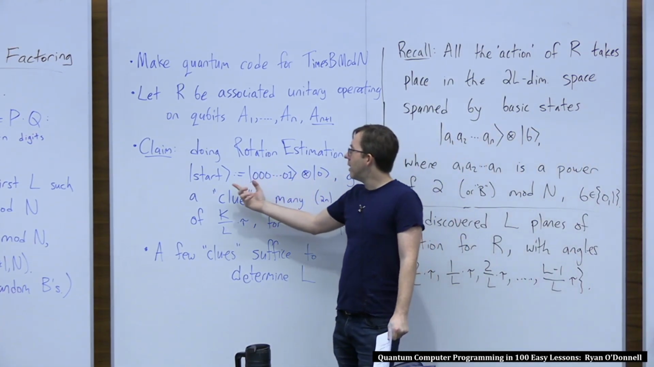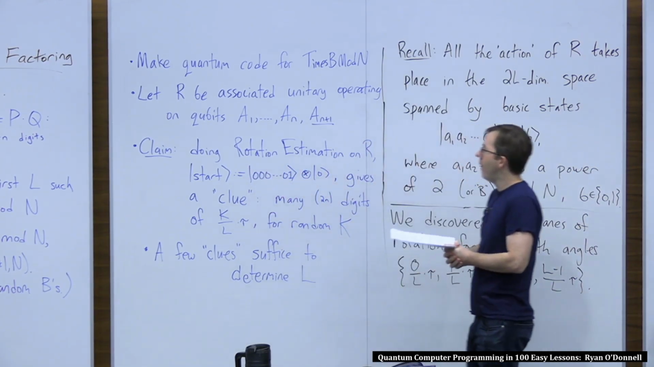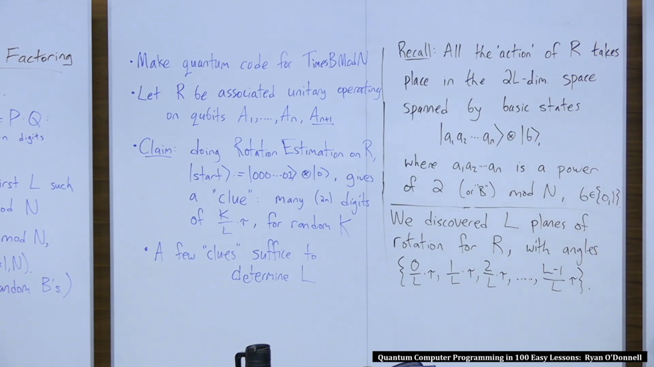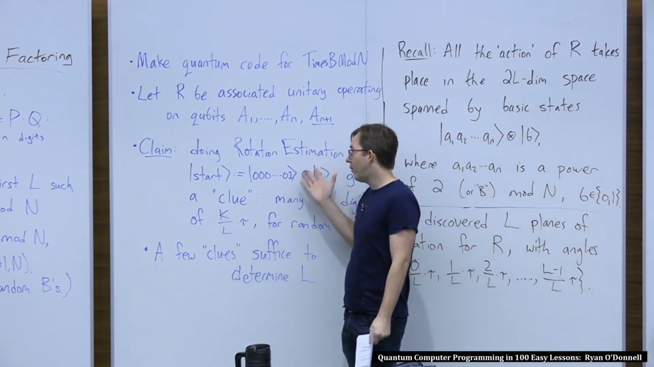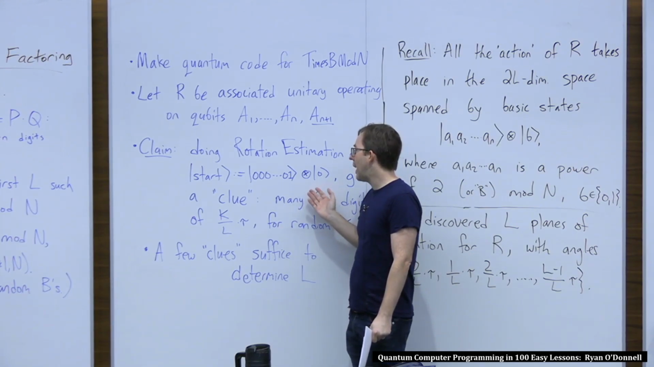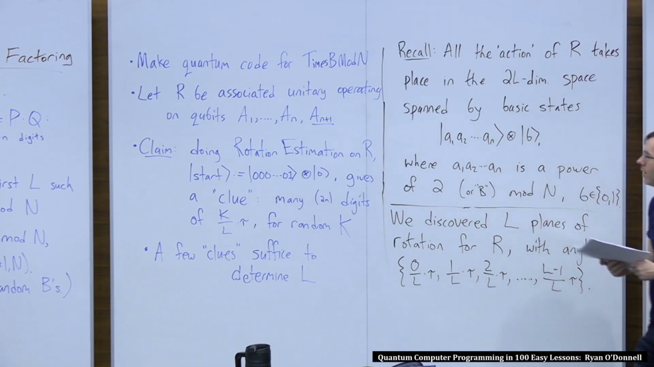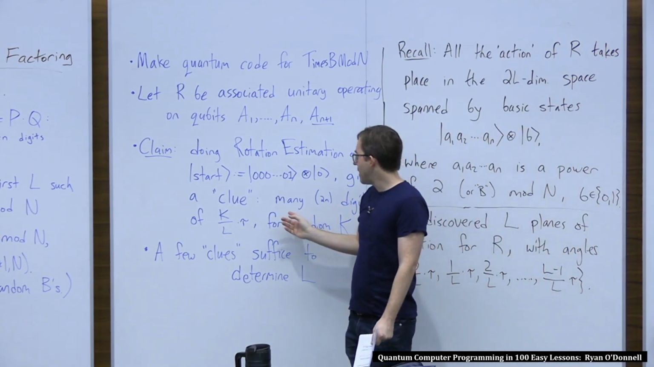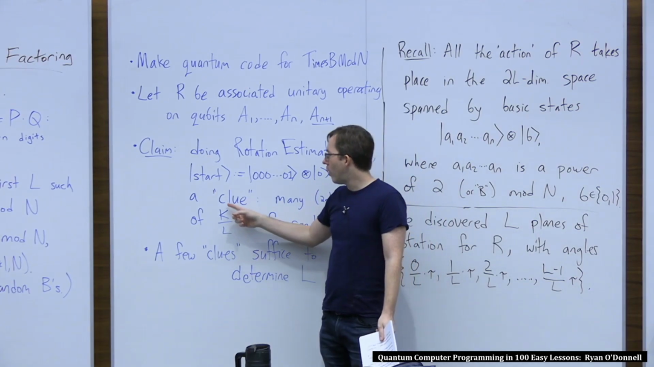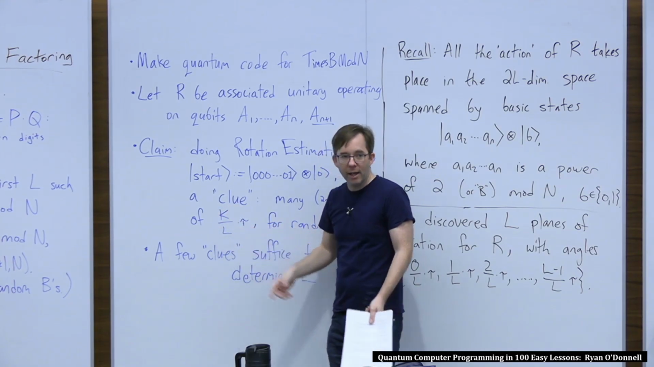And what we still need to show is that if you start with this starting state and do rotation estimation, then this starting state has an equal amount in each of these different planes of rotation, and therefore we'll show you get each of the possible rotation angles with equal probability. So in short, the output of this is this thing that I call the clue. It's lots of digits of a random fraction. You can always divide by this tau if you want. A random fraction with L in the denominator and K in the numerator.